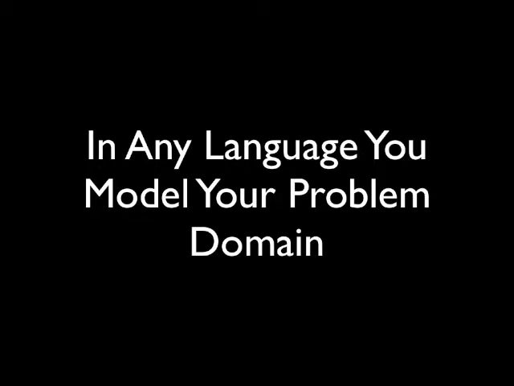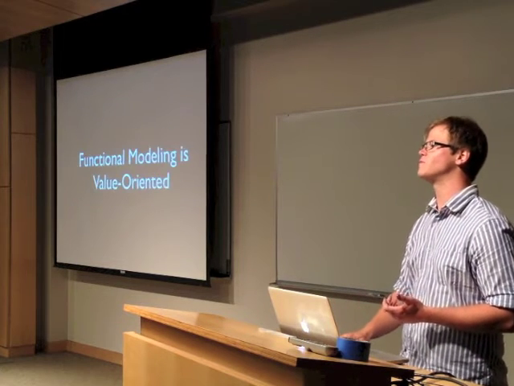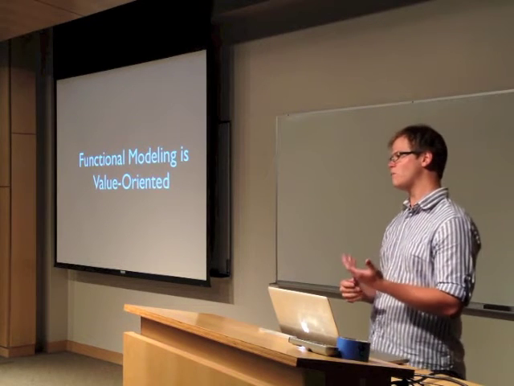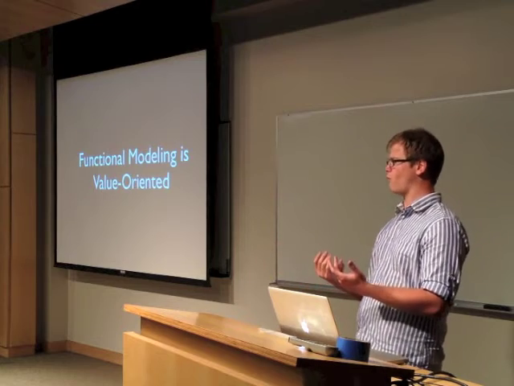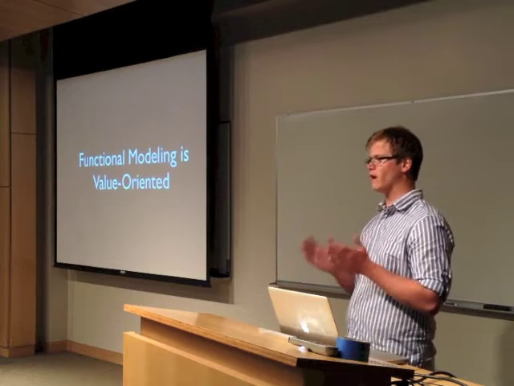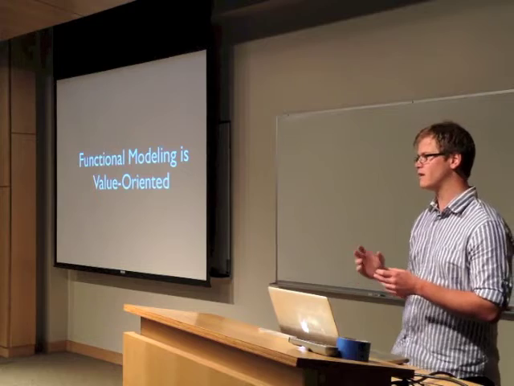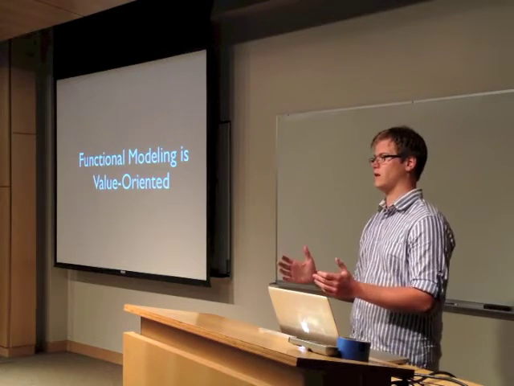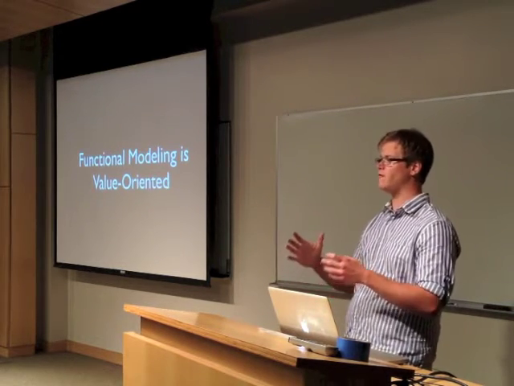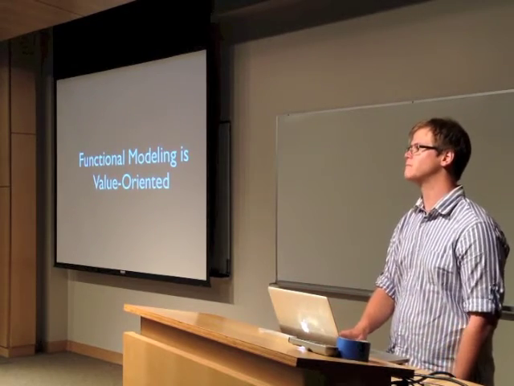So in any language, you want to model your problem domain. Functional modeling is value oriented. I just showed you that, I made this type, and it could only have those 4 values, right? And what I said is that if it's going to be a fireworks show, it's got to look like this, right? And then Haskell tells me that if I can make a computation that looks like a fireworks show, then it will let me compile it, and it'll be happy, right?